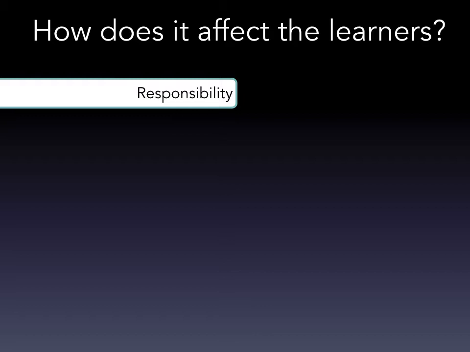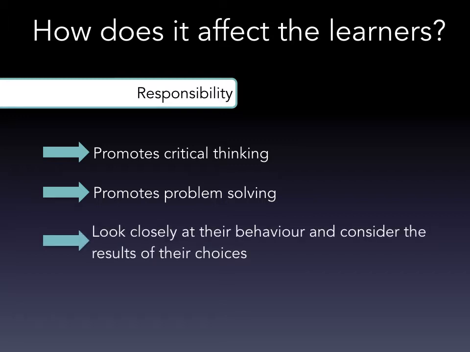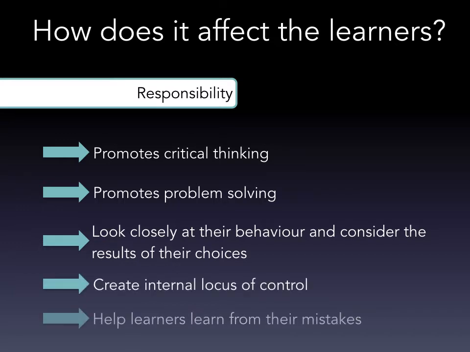The responsibility model nurtures children to become critical thinkers and problem solvers, which, let's be honest, are essential life skills for learners to have for the rest of their life. They understand that they cause their own outcomes, and they look more closely at their behavior and consider the results of their choices. This model helps learners feel that they have some control as to what happens to them and helps them to learn from their mistakes.